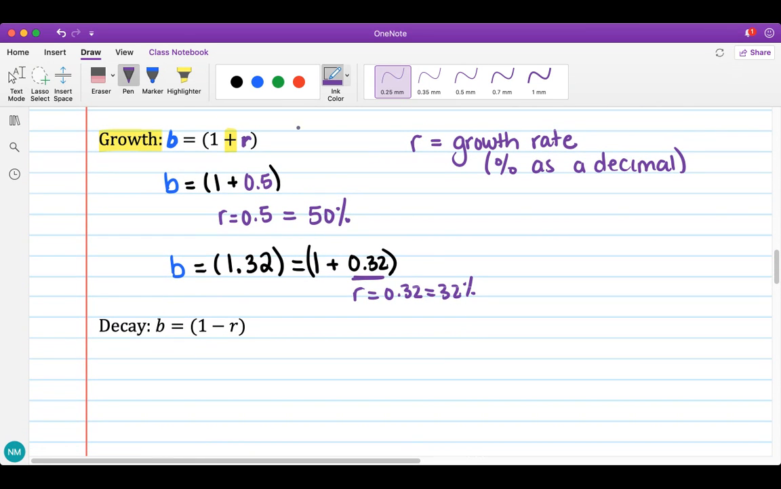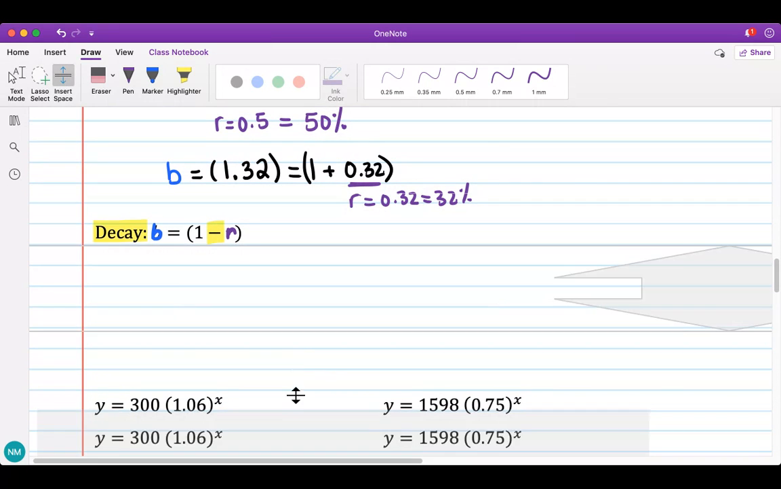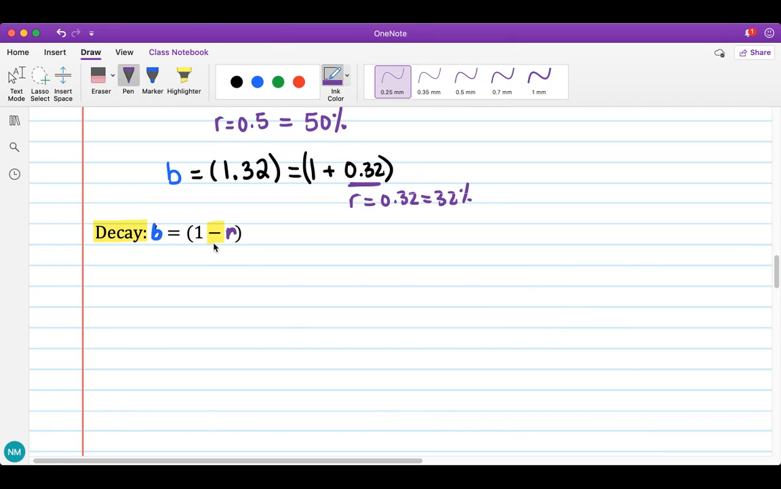Versus decay. Now, if we have decay, it is going to be minus, because if I have 1 minus a number, it is going to give me, not a negative number, a number in between 0 and 1. So here I have B, right, is equal to 1 minus this number R, this rate, right? So R is still the growth rate. This still applies, but now the difference is that we have a subtraction sign.